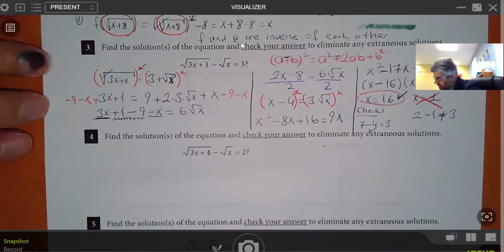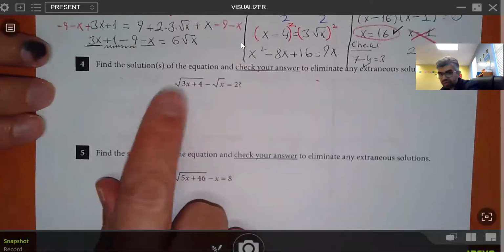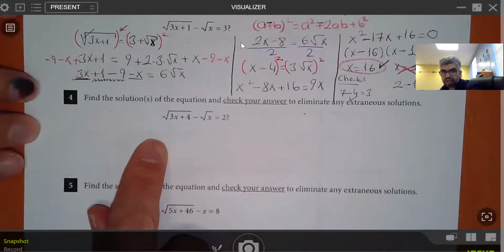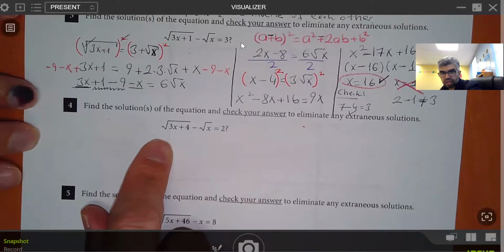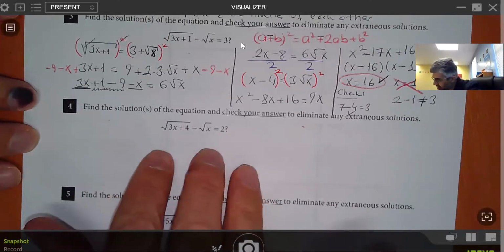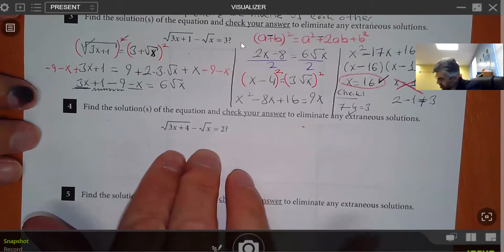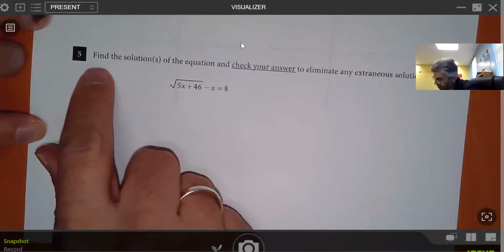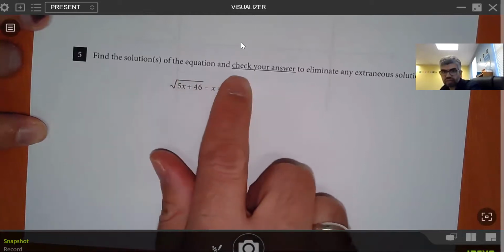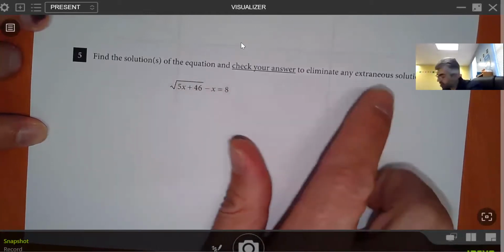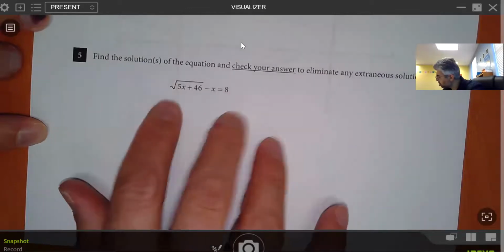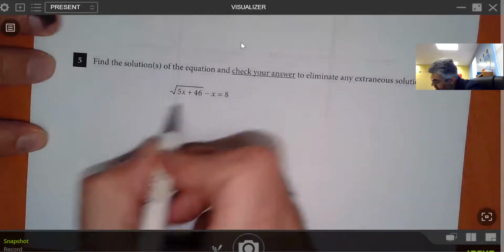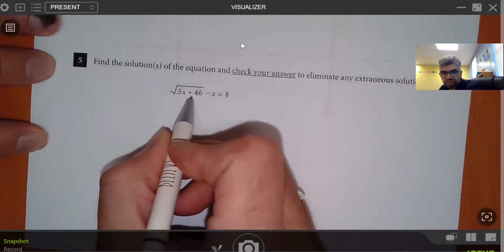Great. So I'm not going to solve number 4. It is for you guys, just the same kind of question. I can give you the answers in the lesson next week. Here, again, we have: find the solutions of the equation and check your answer to eliminate any extraneous solutions. So let's do this quickly. We leave the radical on one side alone.